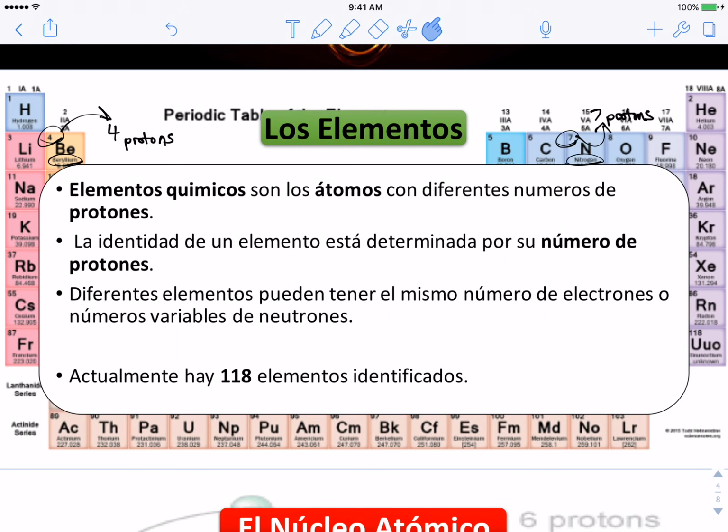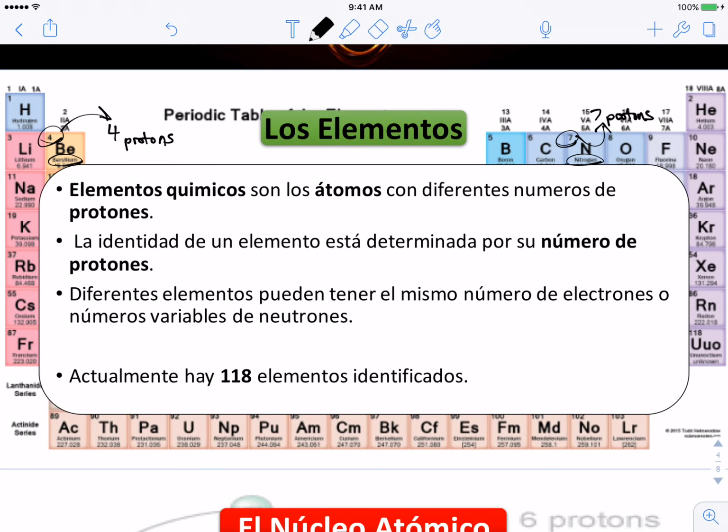Diferentes elementos pueden tener el mismo número de electrones o números variables de neutrones. So even though each atom that is different from one another has a different number of protons, their numbers of electrons or neutrons can change. Okay? So the main thing is electrons and neutrons can change.